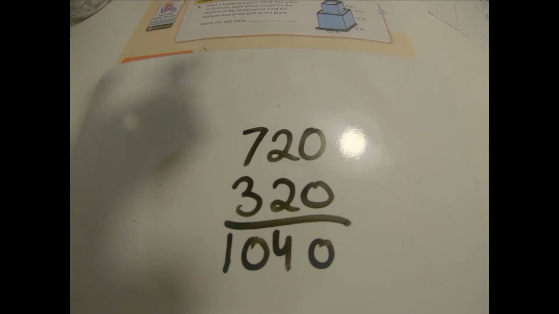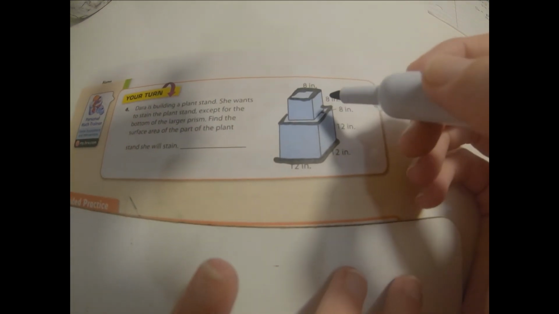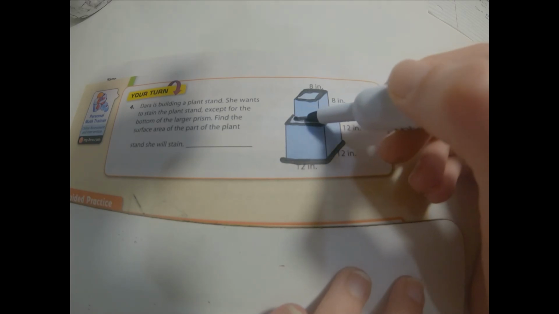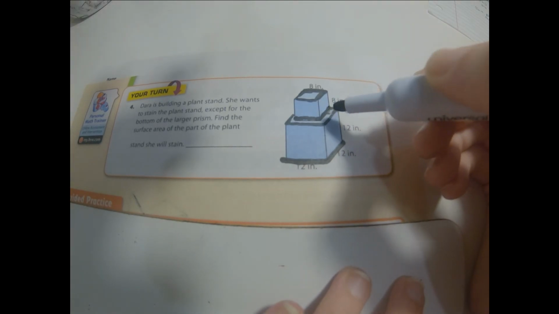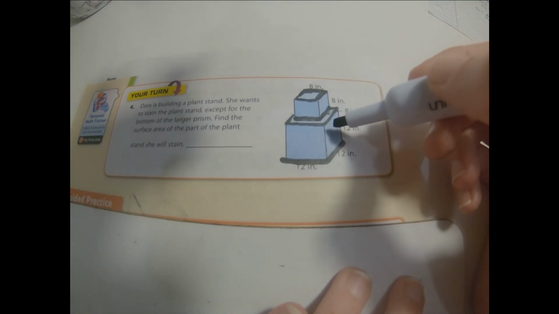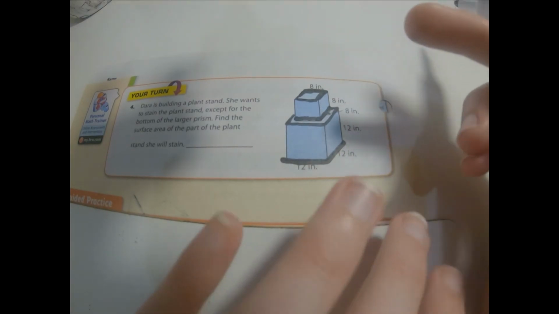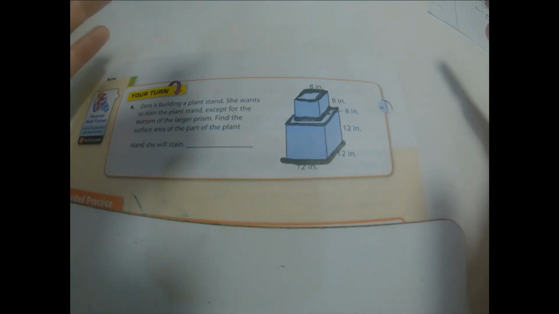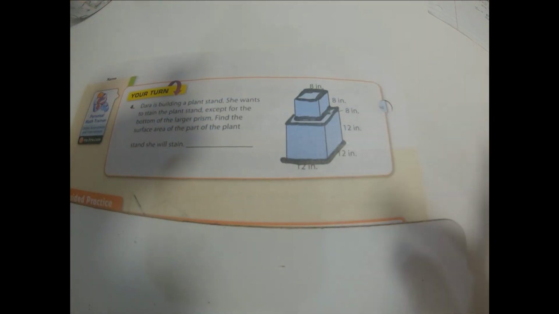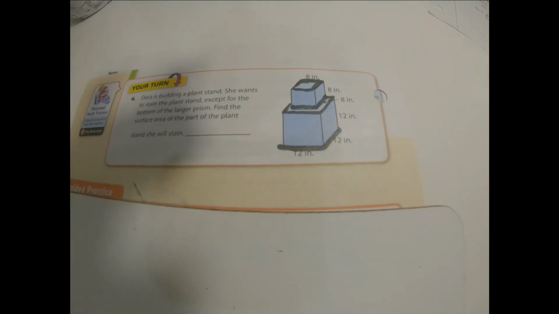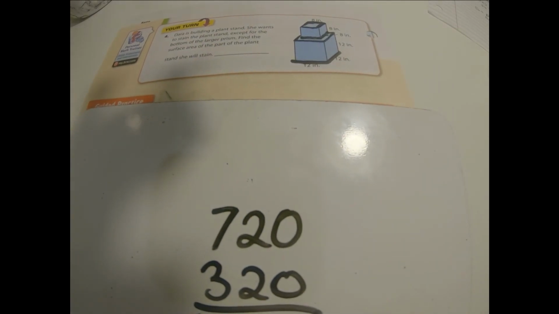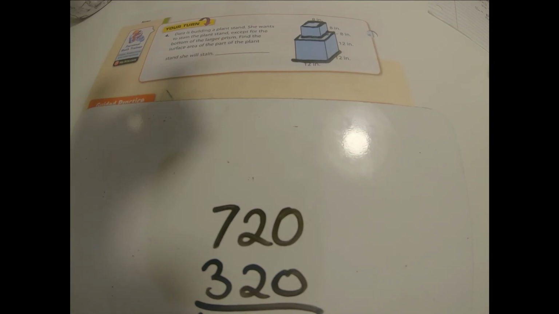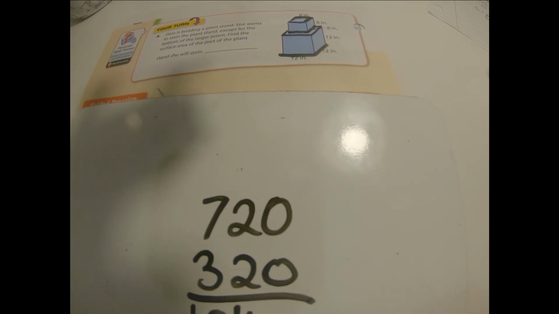Now the only thing I forgot to leave out was the fact that this bottom piece of this 8 by 8 cube is also touching the top piece of this 12 by 12 cube. And that part is also not being stained or painted because something is sitting on top of it. So we're excluding that from the measurement also. So that's another 64 that we're taking away, okay? So I have 1040 minus 64, which is 976.